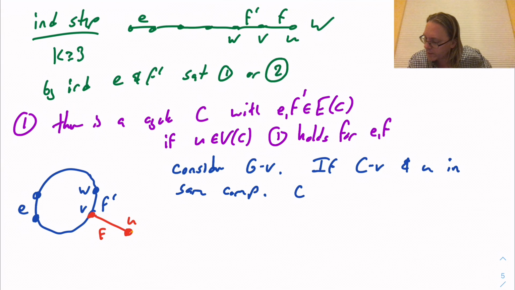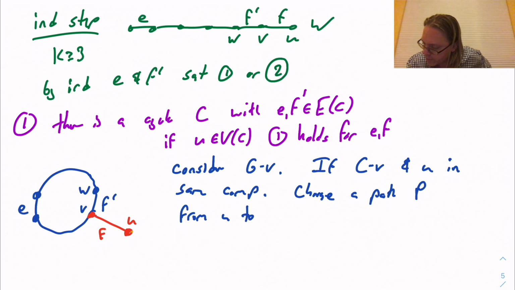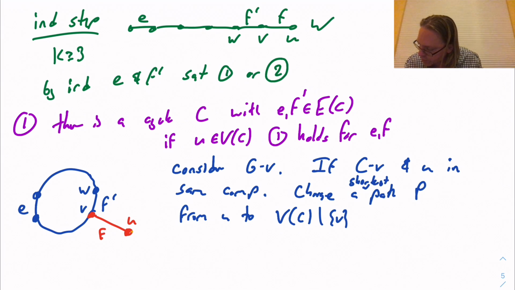So what I'm going to do is, if they're in the same component, I can choose a path P such that, let me just say, I'm going to go from U to some vertex in V of C delete V. And just for kicks, I'm going to choose a shortest.